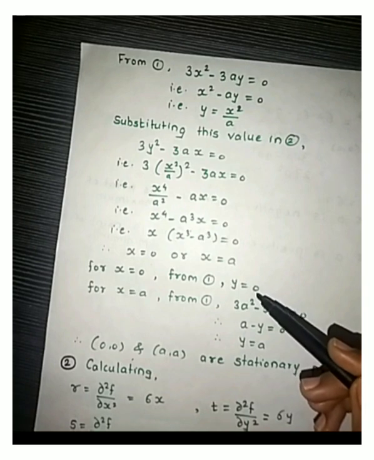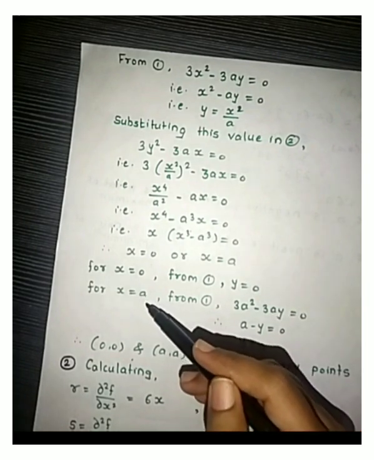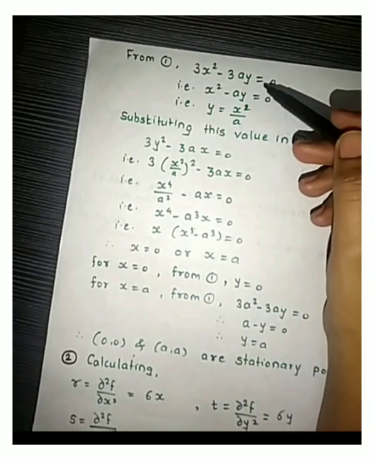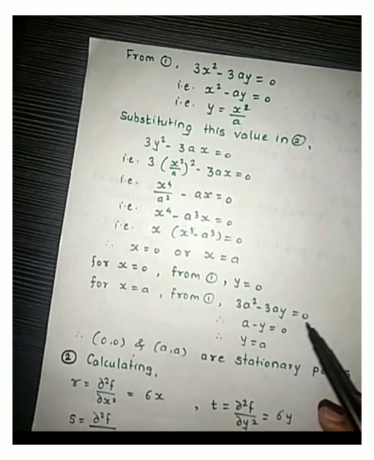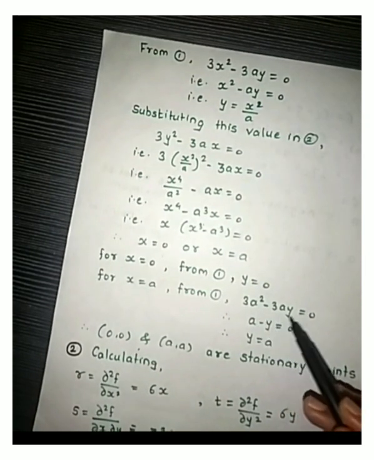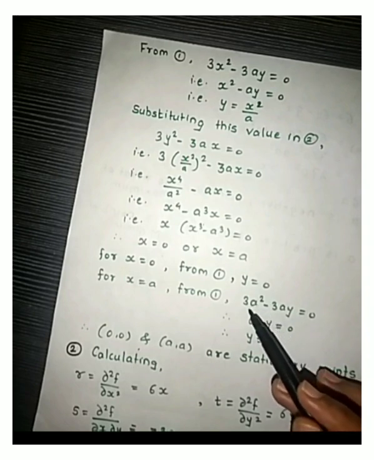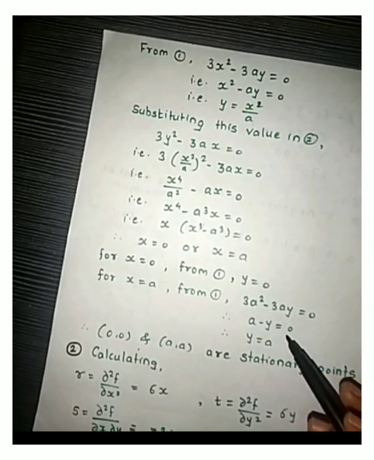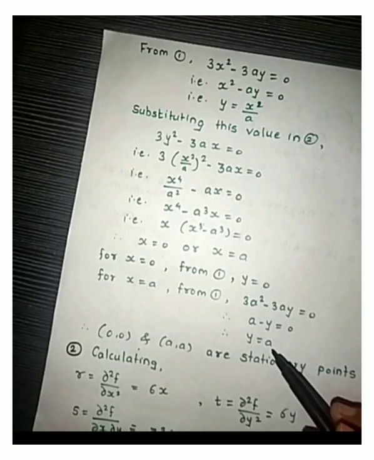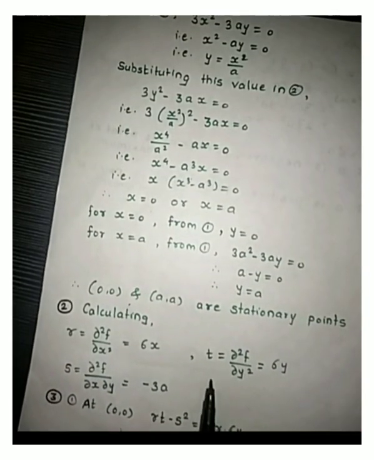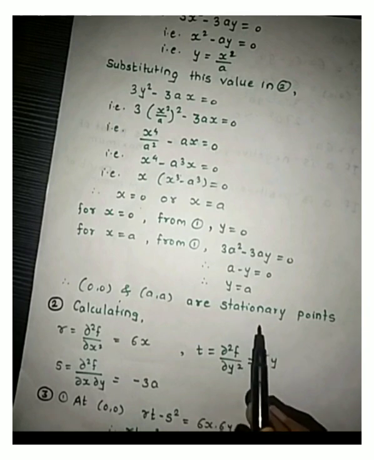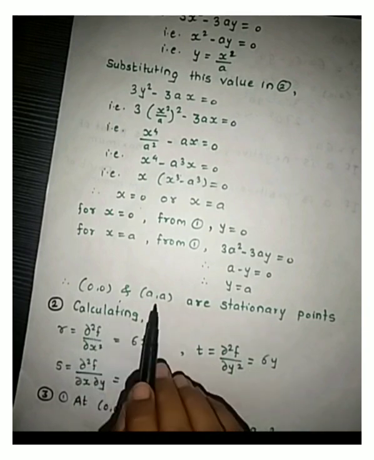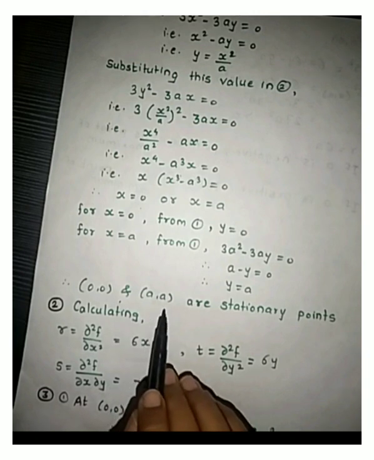Now for x equal to a, if we put x equal to a in our first equation, it is 3a square minus 3ay is equal to 0. So cancelling 3a, we get a minus y equal to 0, which means y is equal to a. So (0, 0) and (a, a) are stationary points, meaning the points at which ∂f/∂x and ∂f/∂y both are 0. So these are our required points, (0, 0) and (a, a).